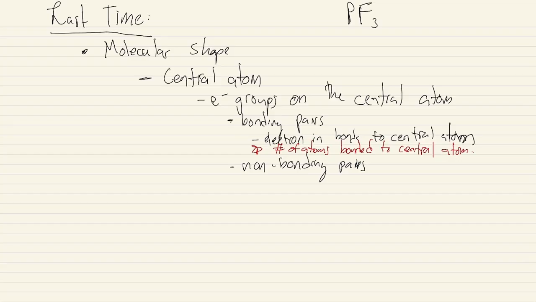And the reason that we make that distinction is the number of atoms bonded to the central atom is because we can form multiple bonds between atoms, right? We can form double, single, and triple bonds. But those don't affect the number of bonding pairs. So it's not the number of bonds that are important. It's the number of atoms bonded to the central atom.